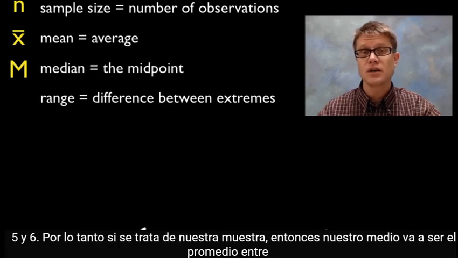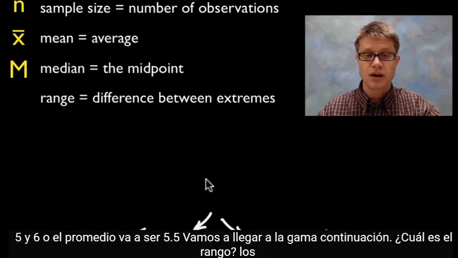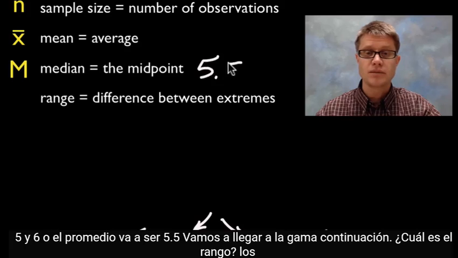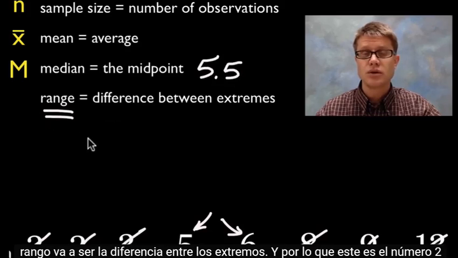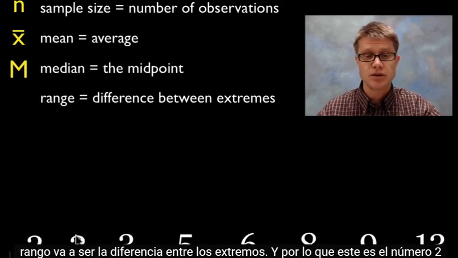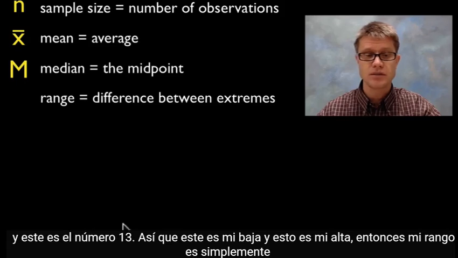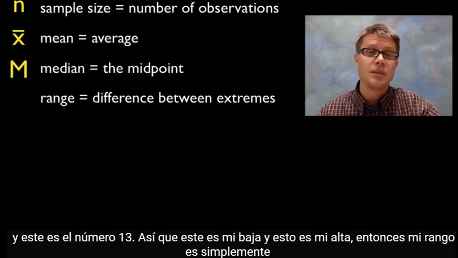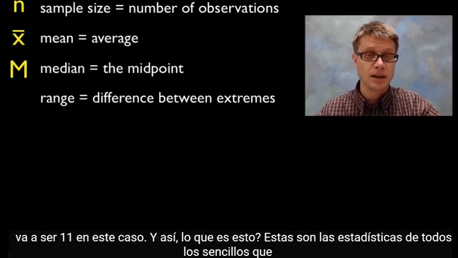So if this is our sample set, then our median is going to be the average between 5 and 6. So our average is going to be 5.5. Let's get to the range then. What's the range? The range is going to be the difference between the extremes. And so if this is the number 2 and this is the number 13, so this is my low and this is my high, then my range is simply going to be 11 in this case.